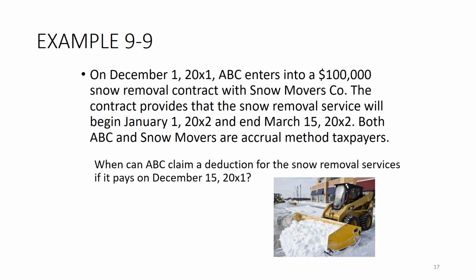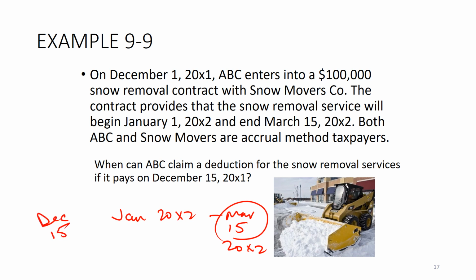Now we have a situation where ABC enters into a snow removal contract. So they basically are going to get the snow removed in X2 through March, so January through March 15th of X2, that date is kind of important, and they're actually going to make payment here on December 15th. So we're prepaying for services. You want to go back and look at the slides that talk about prepayment for services. You're going to notice if you prepay, you actually have to get the services within 3.5 months complete of that payment date.